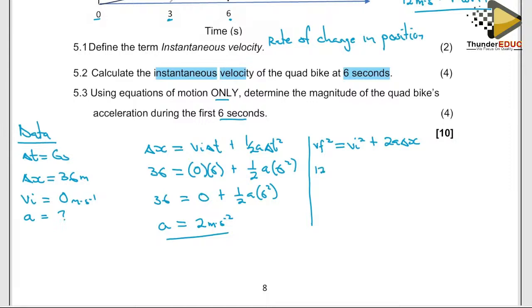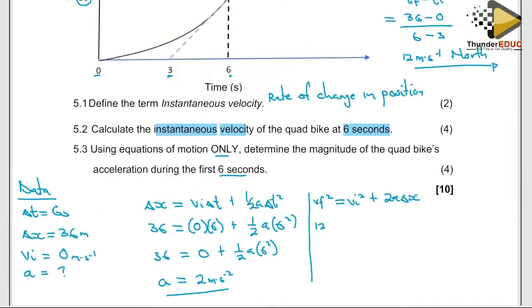It's going to be 12 there, 12 at the top. So it's 12 squared. I'm getting this from that top part there, which is equivalent to, where did we start? We started at 0. Therefore, I'm going to say 0 squared, then plus 2 bracket my acceleration that I'm looking for, and then my displacement there was 36, right?